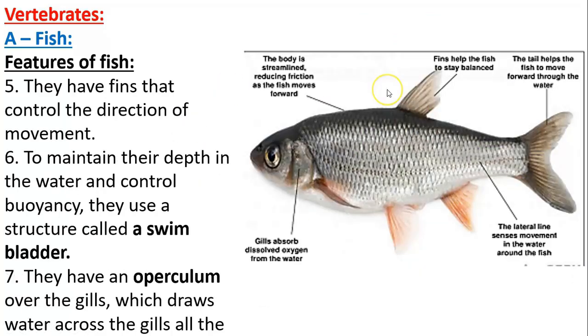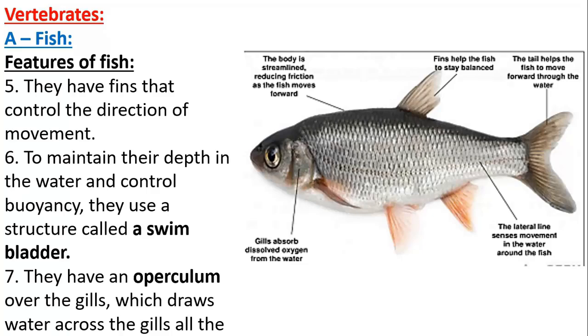Other fish features are that they have fins. Why do you think they need fins? Just like the oar of a boat, they need the fins to direct them in the direction they want to go. It controls the direction of their motion. And another feature is to maintain the depth in the water and control buoyancy.